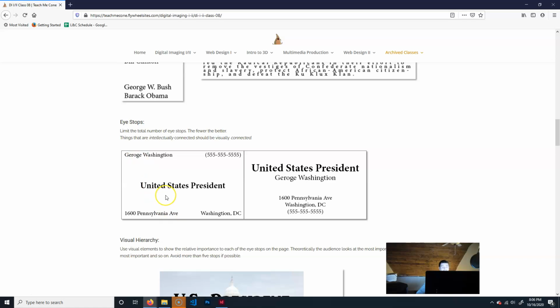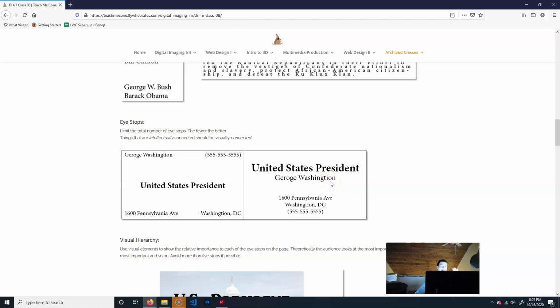Well, if I instead use proximity, I can basically say, okay, United States President and George Washington, those two elements should go together. And then the stuff on the bottom is kind of like the contact info, like where you would get them, right? So what I can do is make this much easier to read. This is much quicker. I can see, okay, United States President, that's the most important thing. Oh, that's important, right? And the next thing you would look at would be George Washington, or Hero, whatever, right?